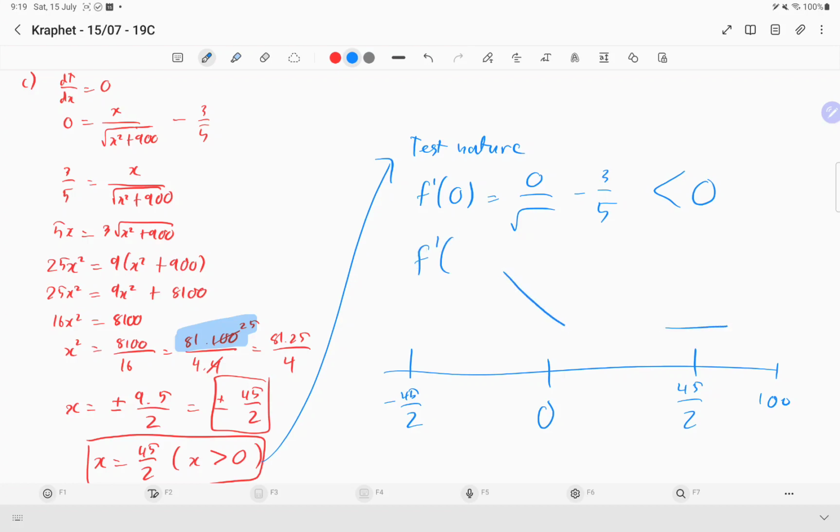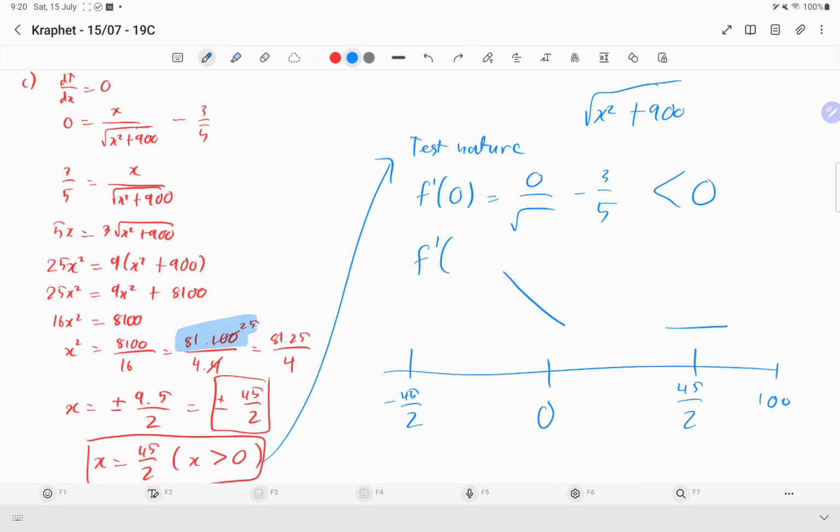And then f dash at the point, let's see, which one will make it easier? Square root of 900, right? Right now we have x squared, so I want to choose a value that makes x squared plus 900 something that we can square root, basically. Let's just say this is a non-calculator question. Then the next one up is a little bit tricky. Okay, let's see. 10 squared is 100. 20 squared is 400. 30 squared is 900.